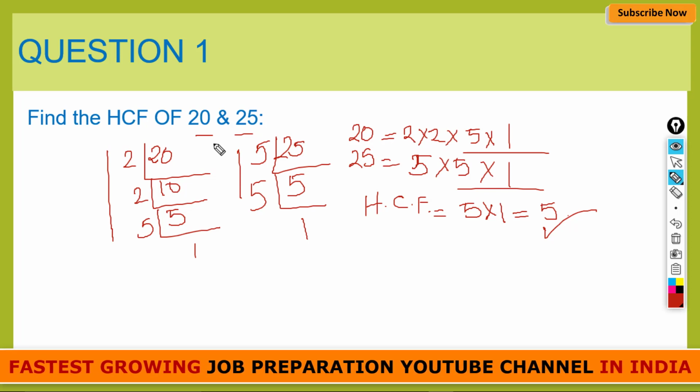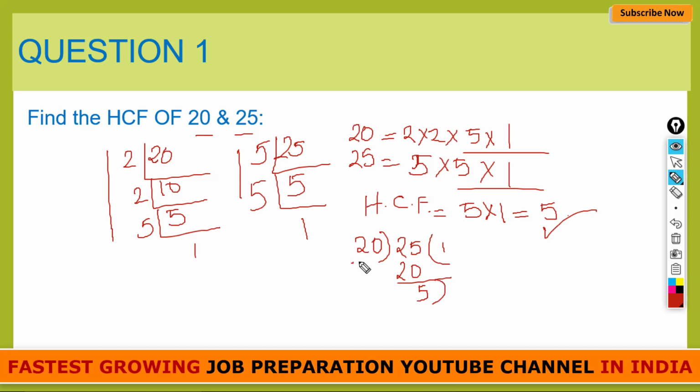Now we will solve it in the simplest way, which Euclid introduced to us, that is the divisor method. How to do that? Here the smallest number, which is 20, will be the divisor and 25 will be the dividend. 20 goes into 25 only 1 time, and 5 will come down. This is the remainder.